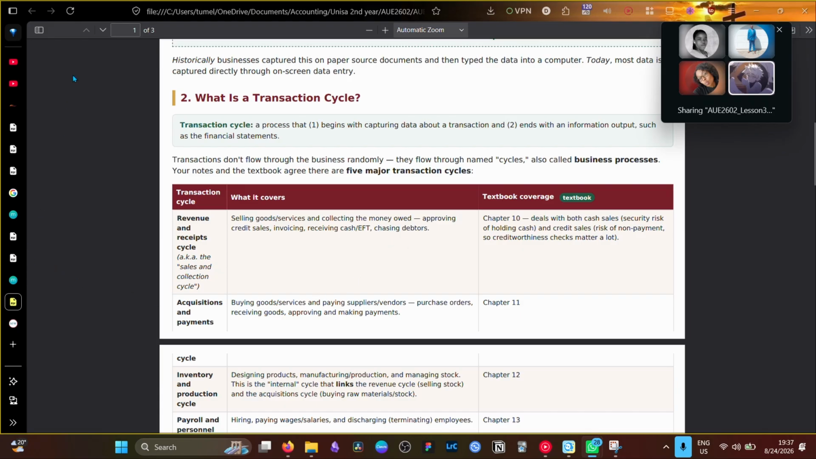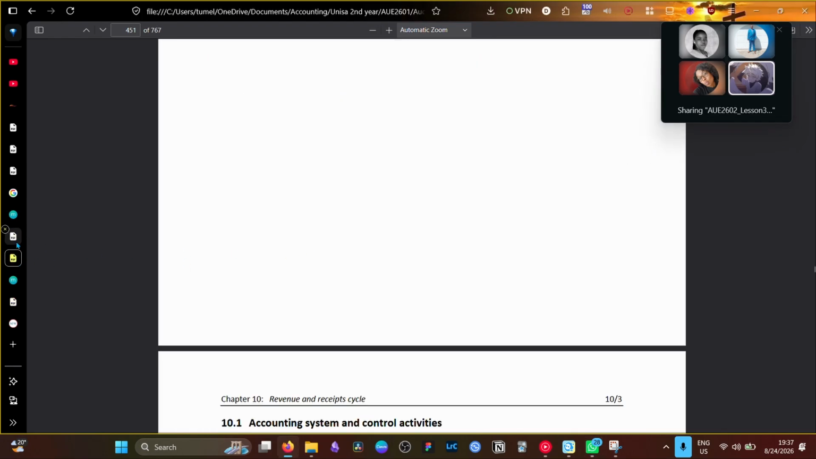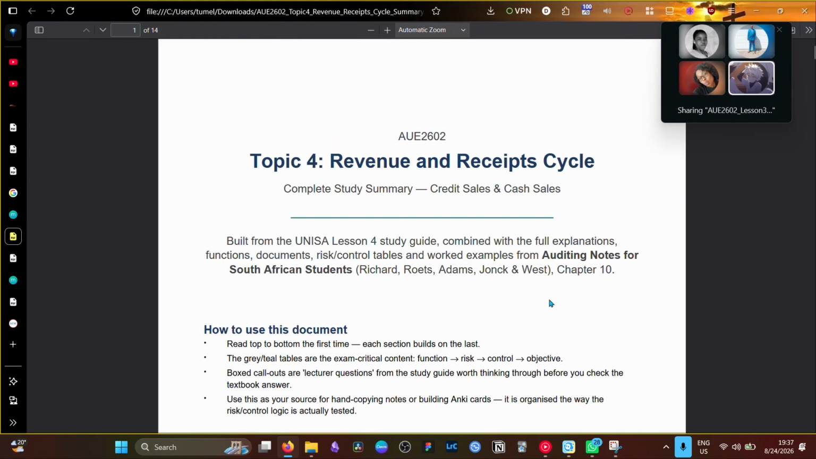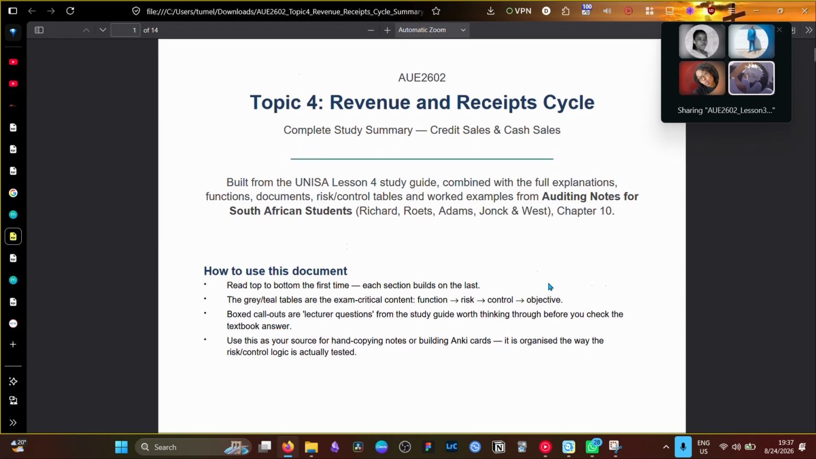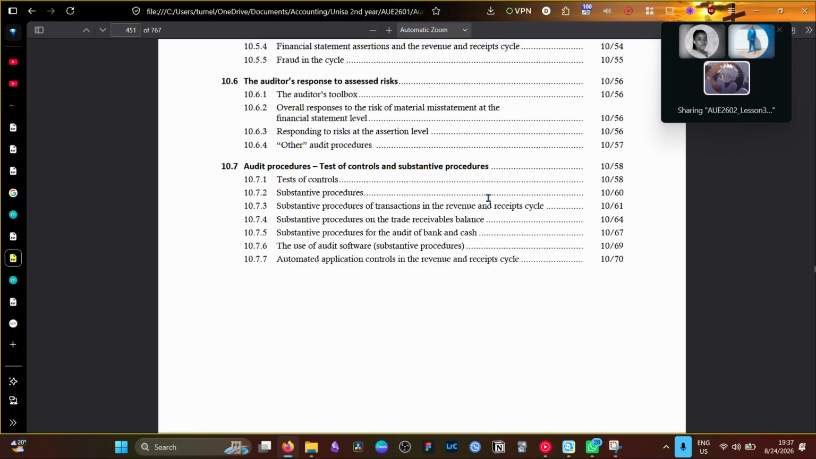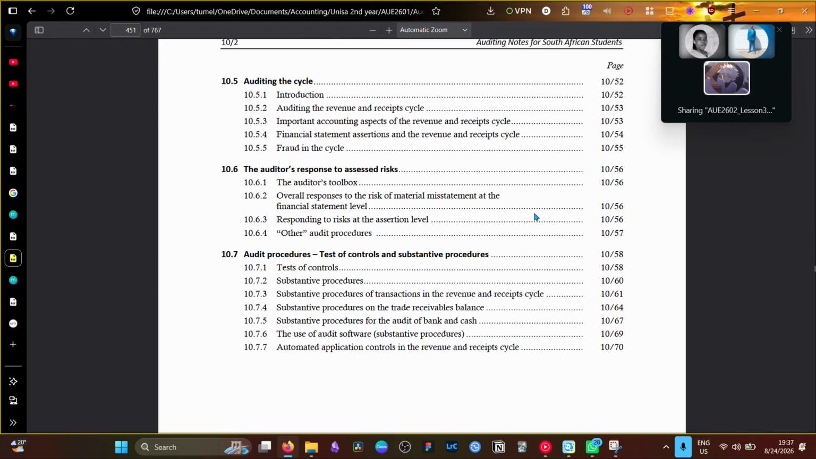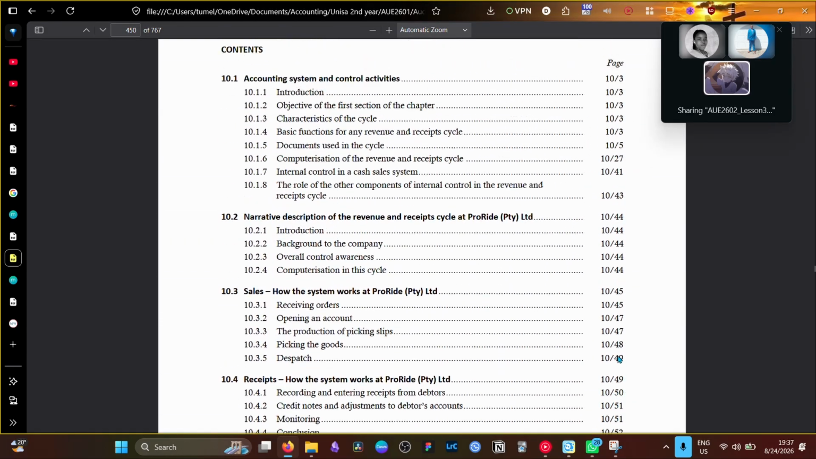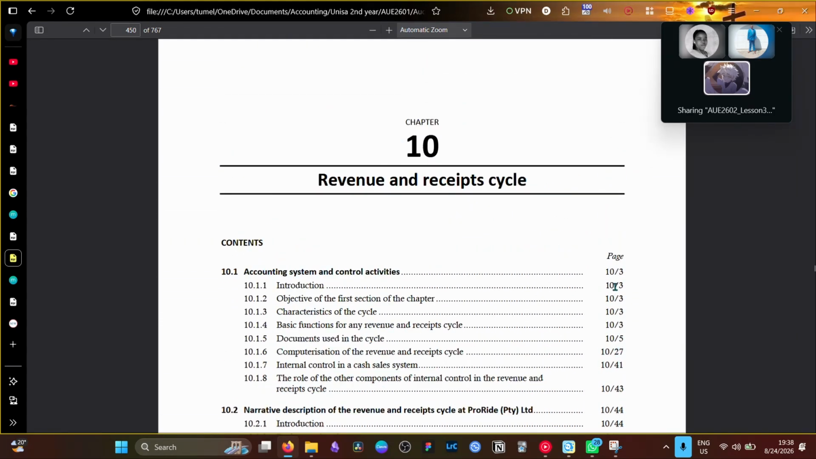Now to actually look at the other document, if you could go there. Now we're looking at the revenue and receipt cycle. Remember, this is a summary. Your auditing notes are your best friend here. You see how many pages this has? Auditing notes, 70 pages. And it's actually worth it. I'm not even going to sit here and say it's not.